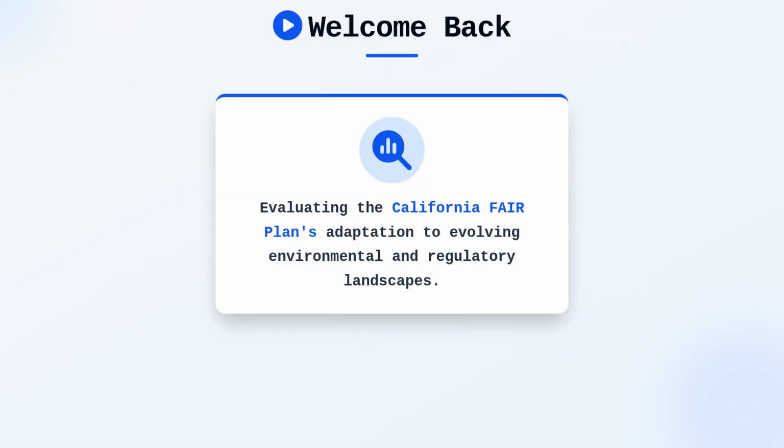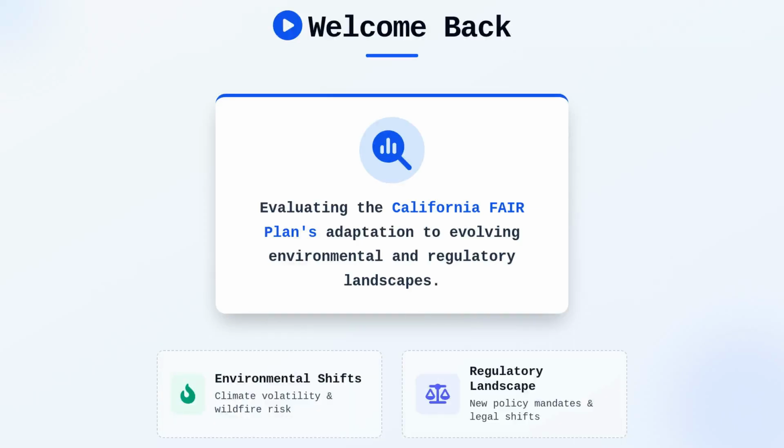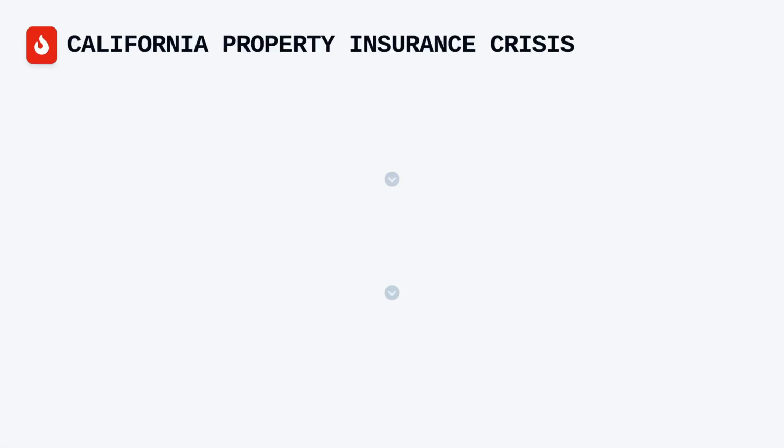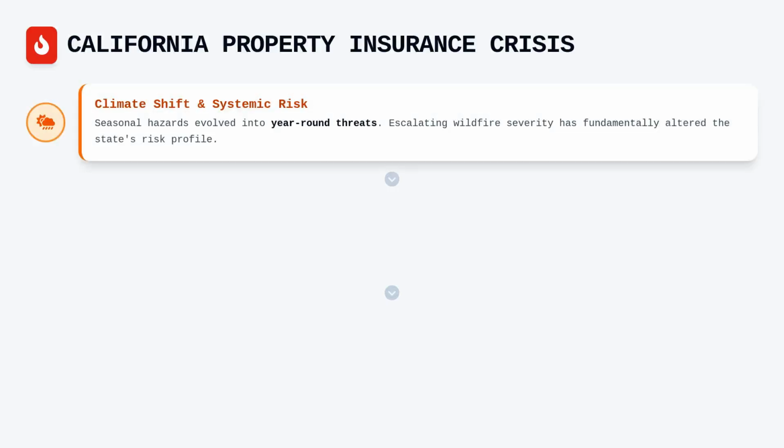Welcome back. We need to evaluate how the California FAIR Plan is adapting to the fundamental shifts in our environment and regulatory landscape. The modern reality of climate change has fundamentally altered the risk profile of property insurance across California. What was once considered a seasonal hazard has evolved into a year-round threat, driven by escalating wildfire frequency and severity.